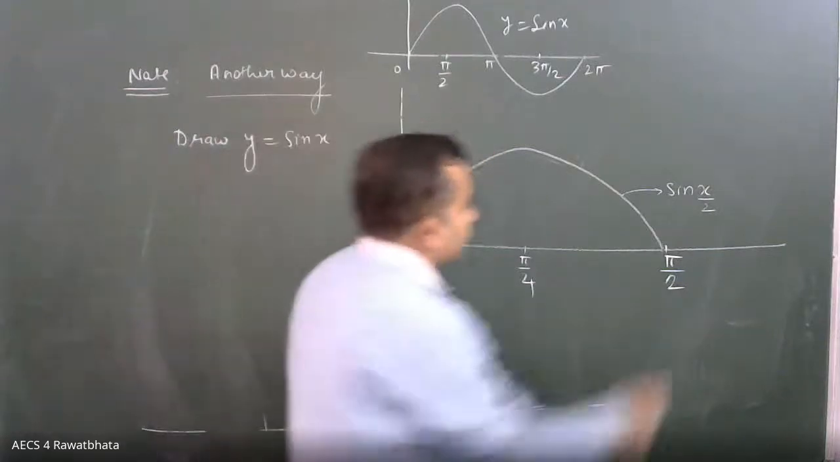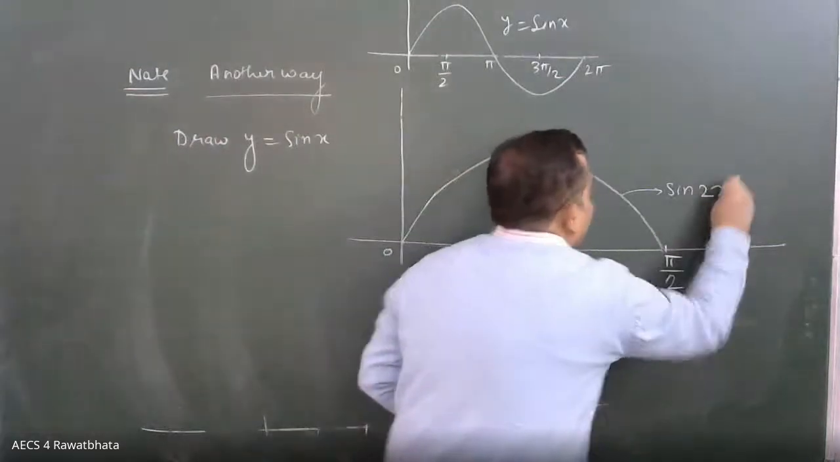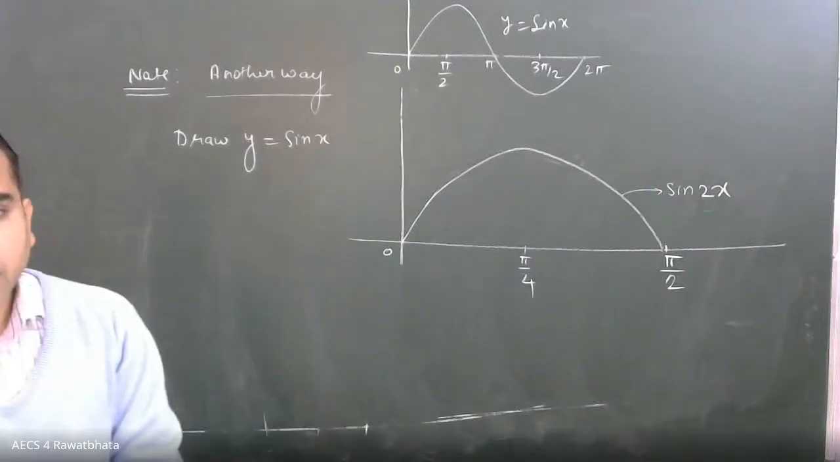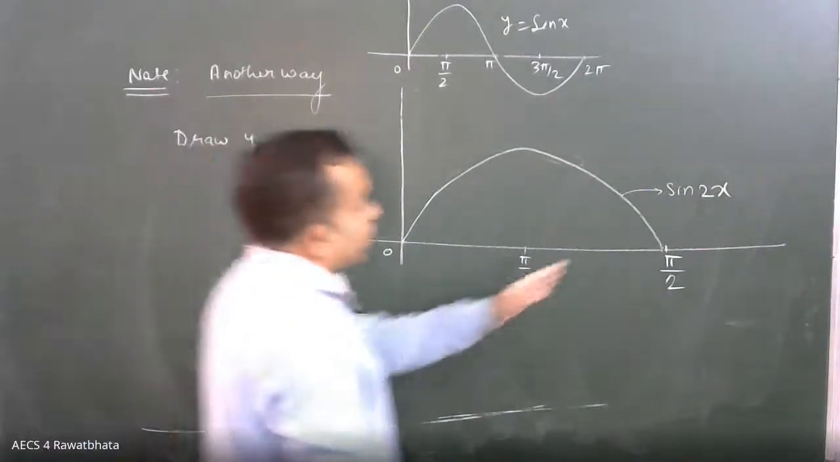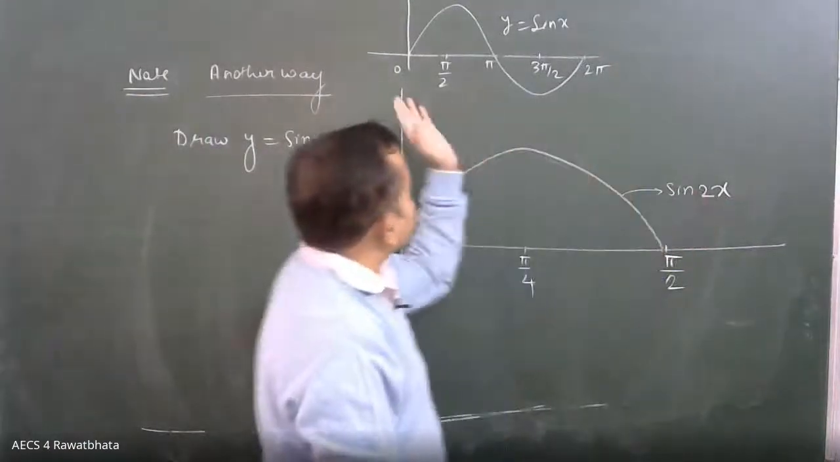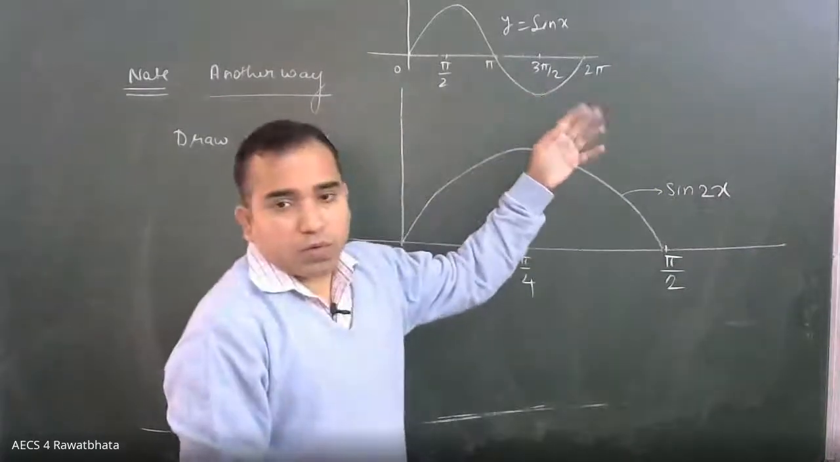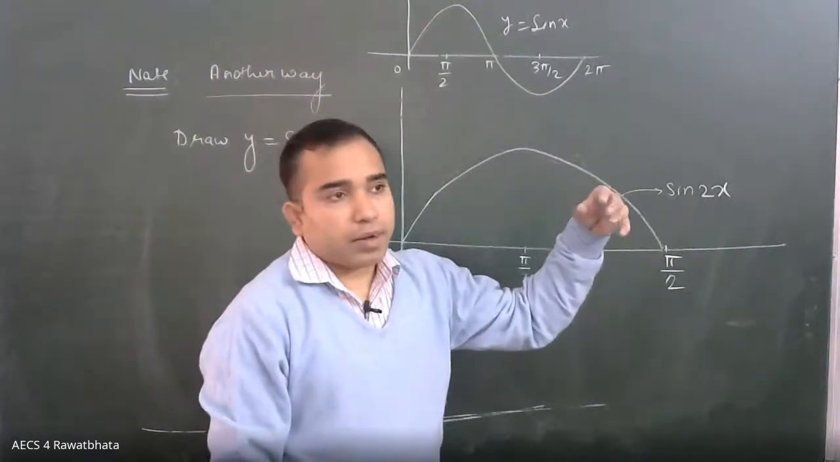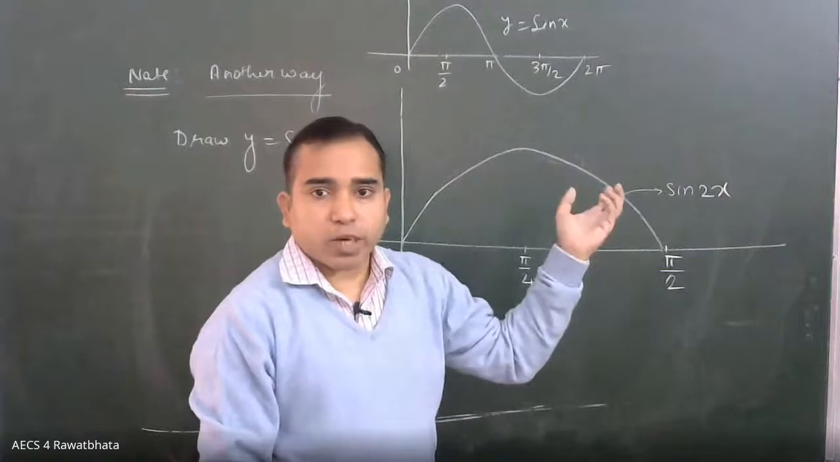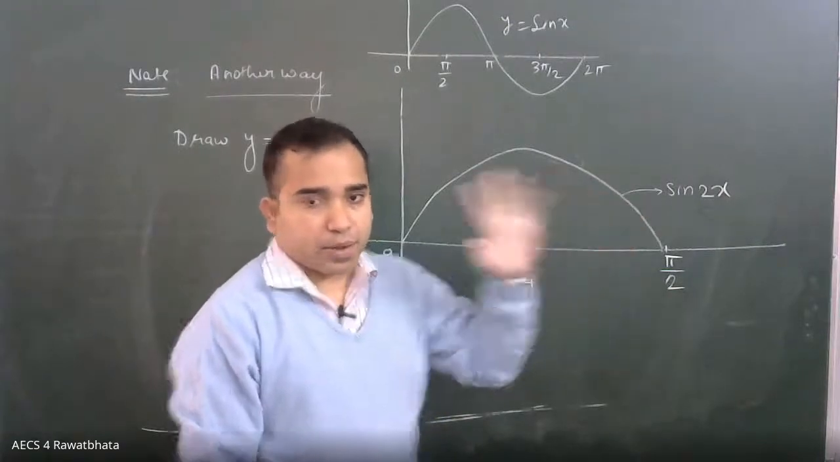Sorry, 1 minute. This is sin 2x curve. If you want to draw sin 2x, divide x-axis points by 2. If you want to draw sin ax, divide x-axis points by a. Okay, one more.